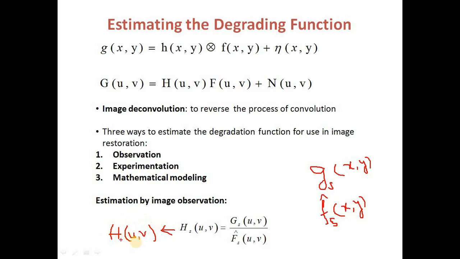And this capital H of u comma v, this degradation function, can be said to have been estimated by image observation. It can later be used for image restoration by the process which we will be calling image deconvolution. Because for image deconvolution we need to know the degradation function. Even if we don't have prior knowledge about it, we'll have to somehow estimate it so that we can apply image deconvolution and go for image restoration.